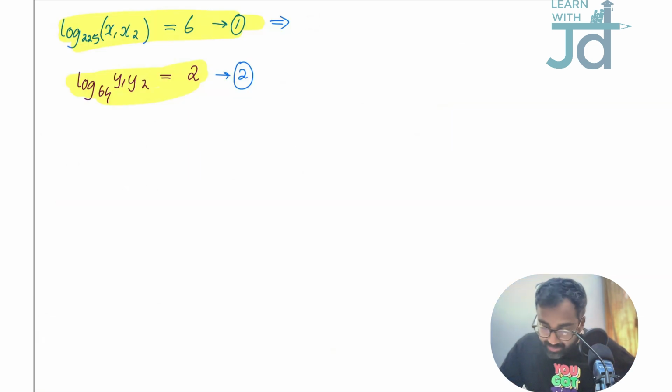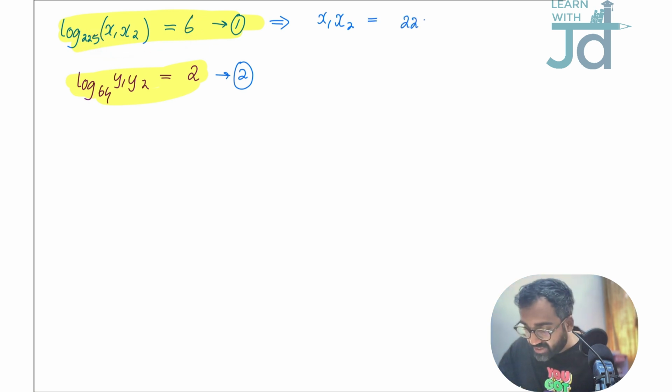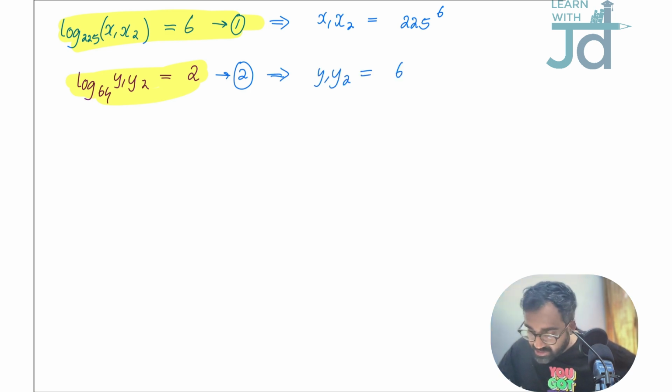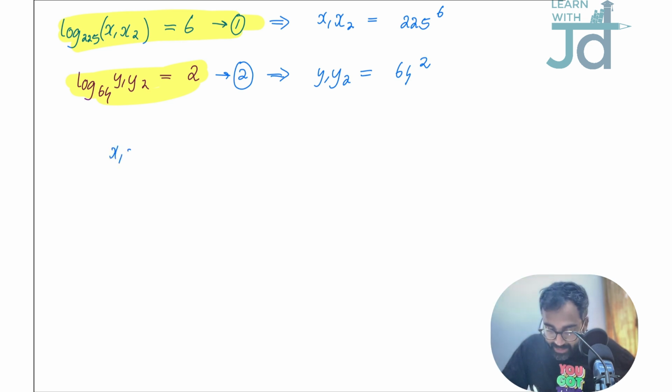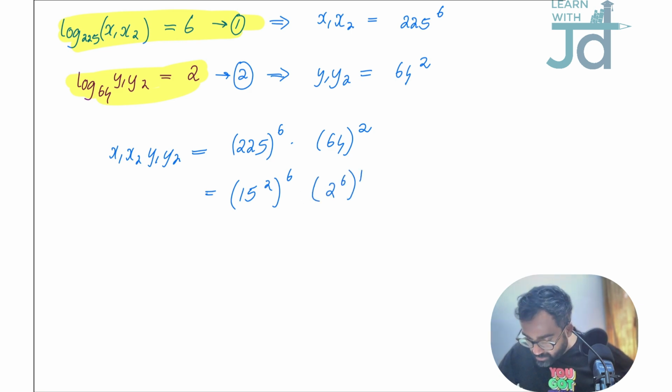So here x1 x2, this 225 will come like this. 225 is the base and this becomes the exponent, like converting a logarithmic equation to an algebraic one. So 225 raised to 6. Now y1 y2 will be 64 raised to the square. So what will x1 x2 y1 y2 be? 225 raised to 6 into 64 squared. 225 is 15 squared, so do that. And 64 is basically 2 raised to 6. So this is 15 raised to 12 and 2 raised to, sorry, here it is 2, so totally 12 comes. Yes.